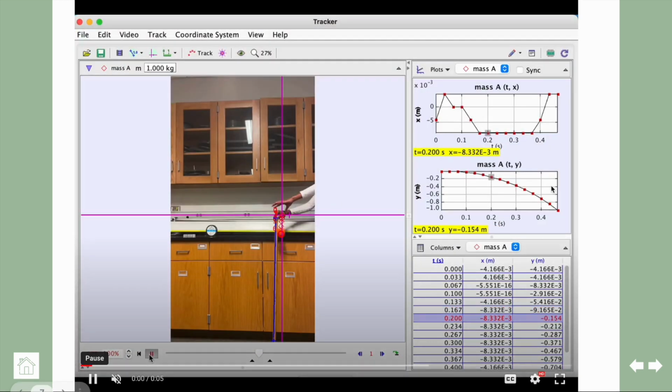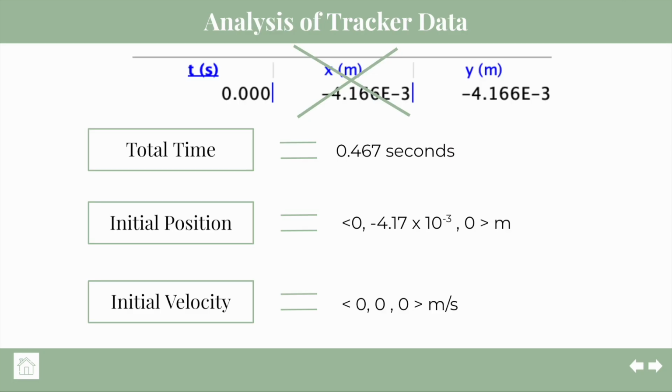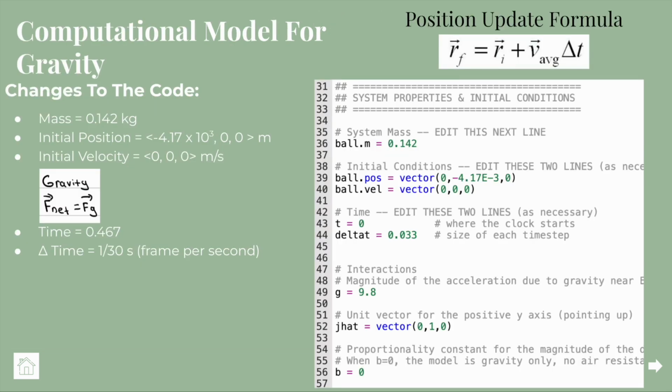So here's a video of Tracker and me tracking the ball. And here's some data from Tracker. The total time from when it left my hand was 0.467 seconds. The initial position was basically 0 in all coordinates, in meters. And then the initial velocity was 0 meters per second because it was at rest before it left my hand. So we can use that data for our computational model.